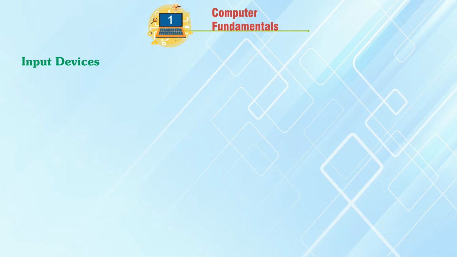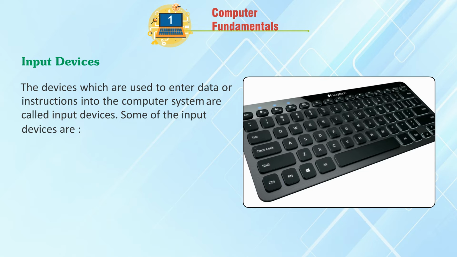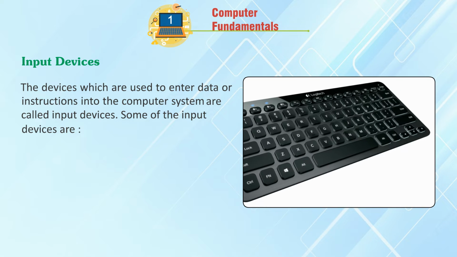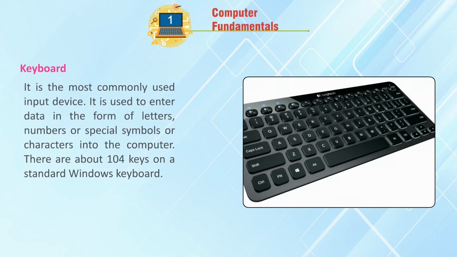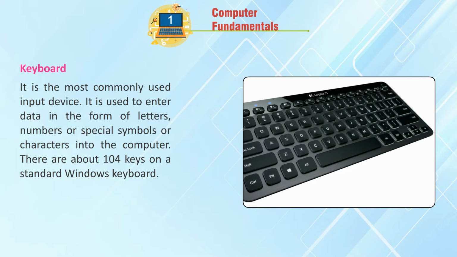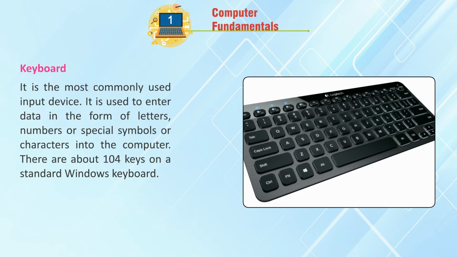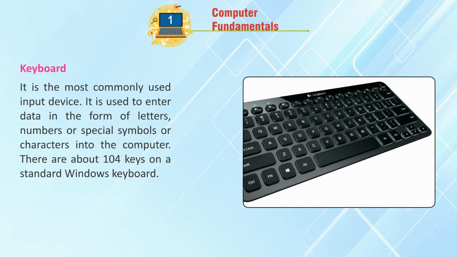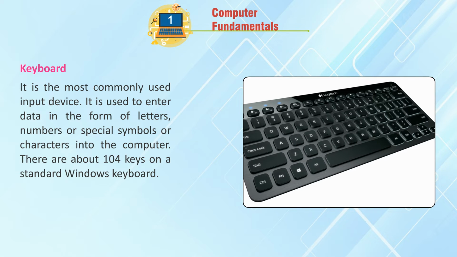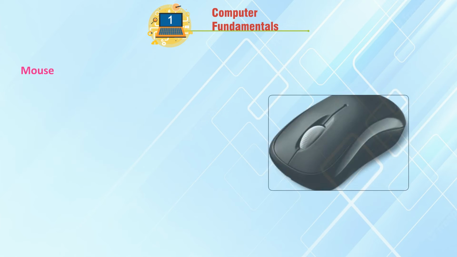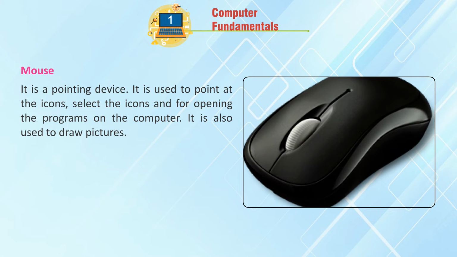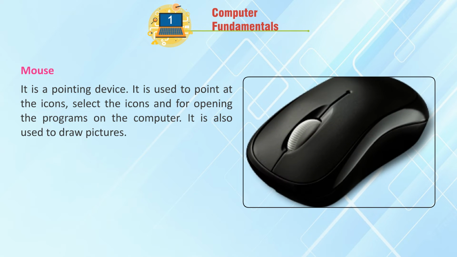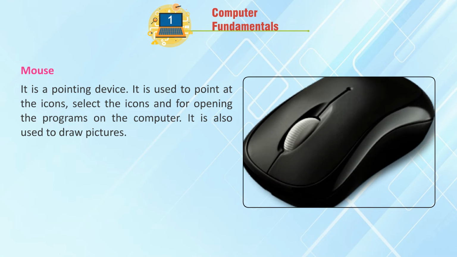Input devices: the devices which are used to enter data or instructions into the computer systems are called input devices. Some of the input devices are keyboard. It is the most commonly used input device. It is used to enter data in the form of letters, numbers, or special symbols or characters into the computer. There are about 104 keys on a standard Windows keyboard. Mouse. It is a pointing device. It is used to point at the icons, select the icons, and open the programs on the computer. It is also used to draw pictures.